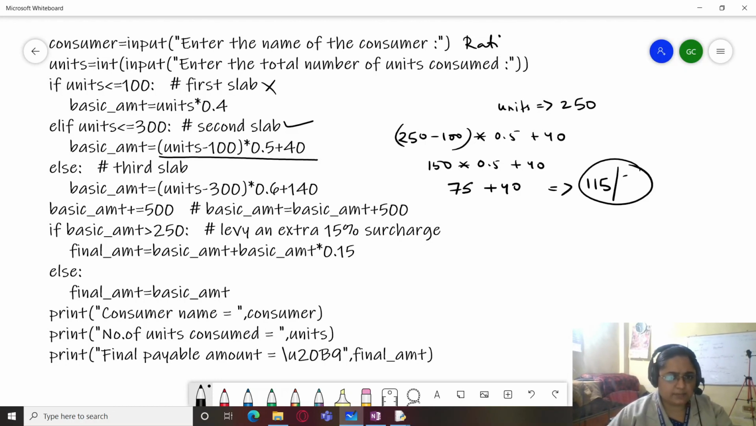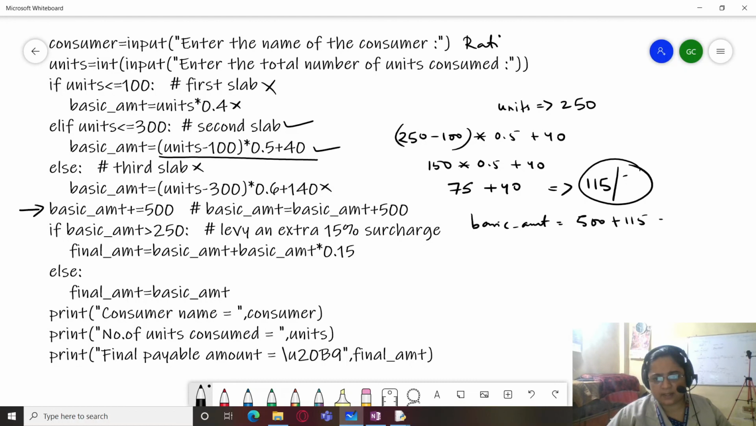So because elif was calculated, this else part will also not be calculated. Okay, wherever I have put a cross, it shows that those statements are skipped. Now we come to this statement, that is basic amount. So basic amount plus 500 you have to do. So now my basic amount is equal to 500 plus 115, which is equal to 615 rupees. Now on this we have to check, does it exceed 250? Answer is yes. So levy an extra 15% surcharge.